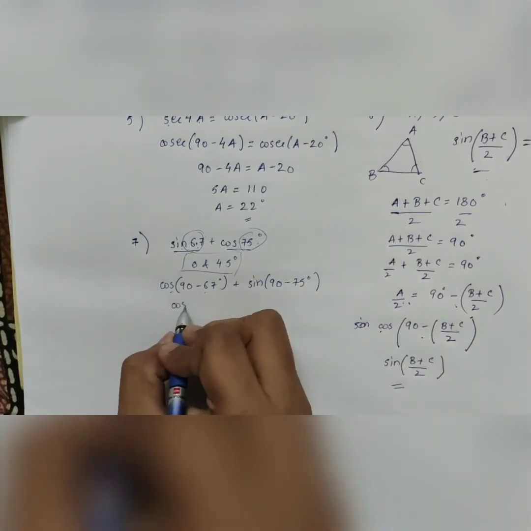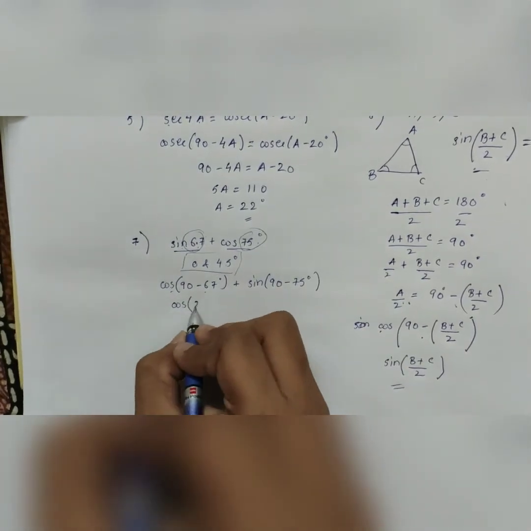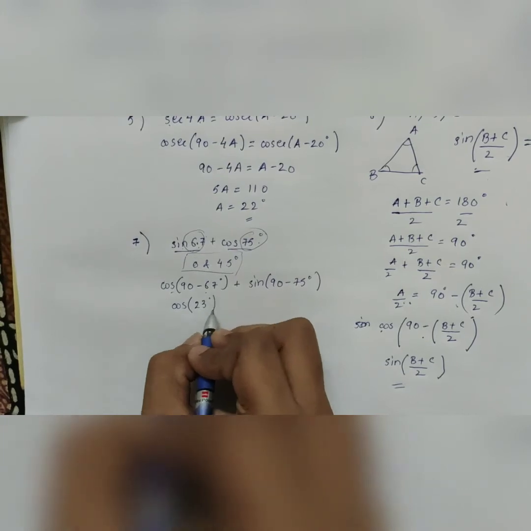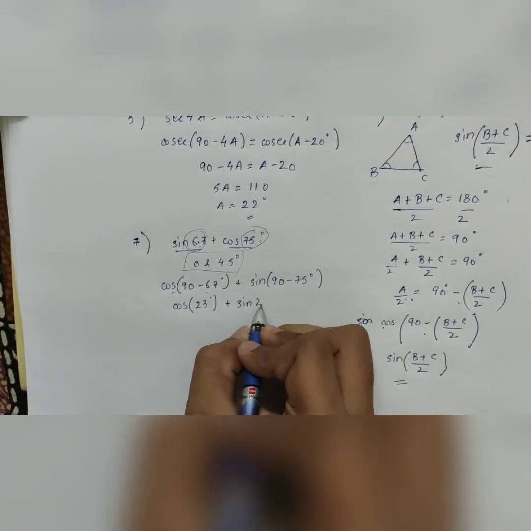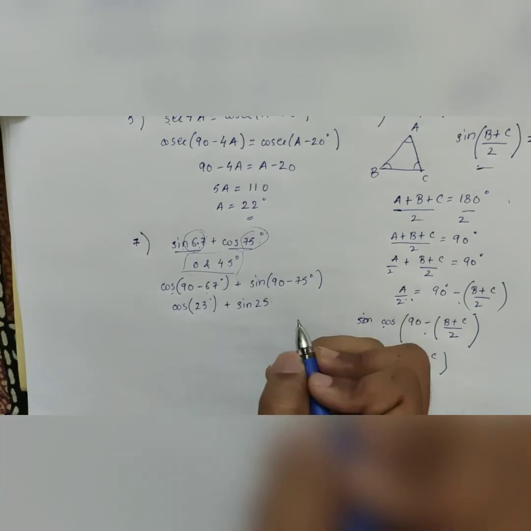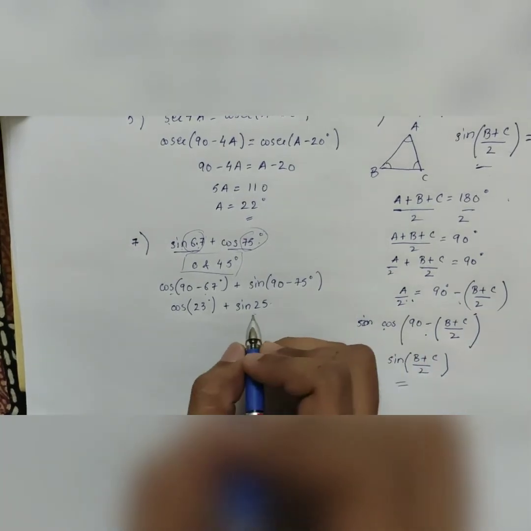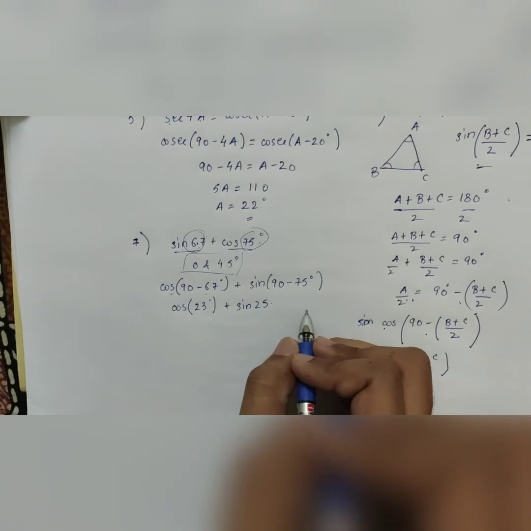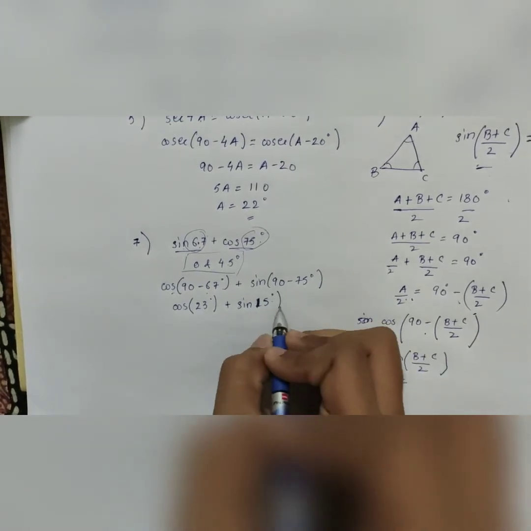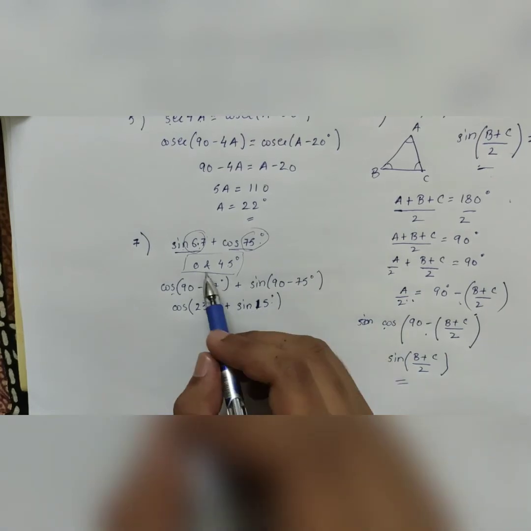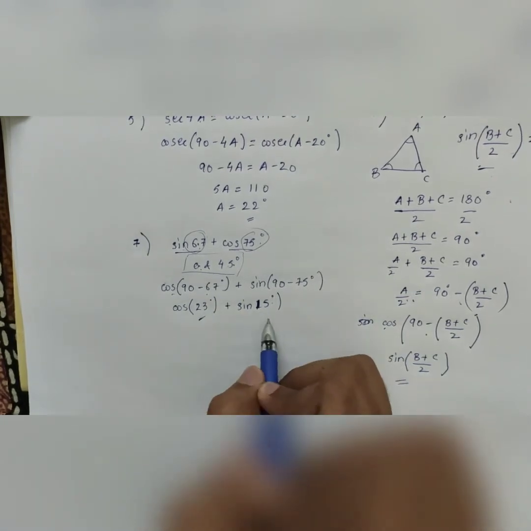So cos 90 minus 67 should be cos 23, and 90 minus 75 should be sin 15. So if you see, both the angles are in between 0 and 45. So this is the final answer.